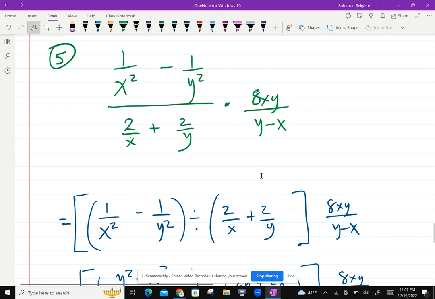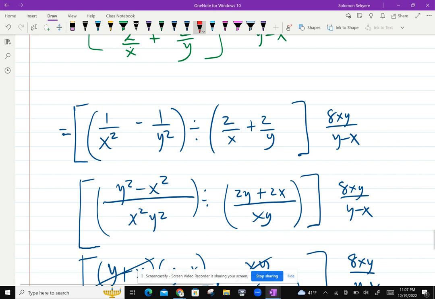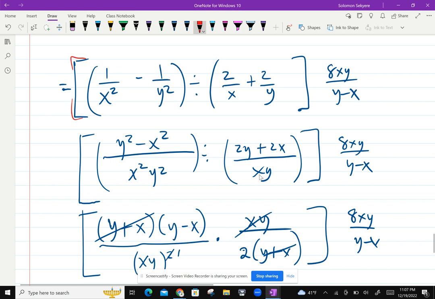And then finally, number 5. So here you're going to have to do this whole thing, finish it, and then come and multiply by 8xy over y minus x. Okay, so let's do that one. So I put brackets around it. Let me do that first. And then 1 over x squared minus 1 over y squared. We've done something similar to that. LCM is x squared y squared. Put it right here. Divide it, you get y squared minus x squared. That's you're done with that part.